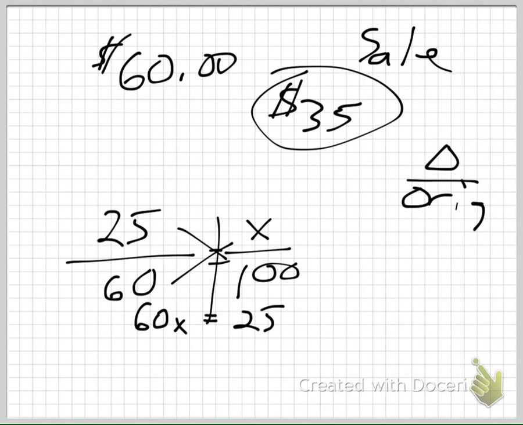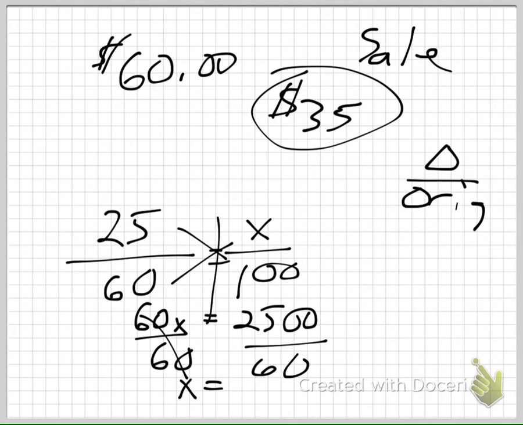60x equals 2,500. Divide by 60, divide by 60. What is 2,500 divided by 60? Somebody write it in. What is it? 0.41. What? That can't be true. 25 over 60 is going to be a big number, more than 0.4.